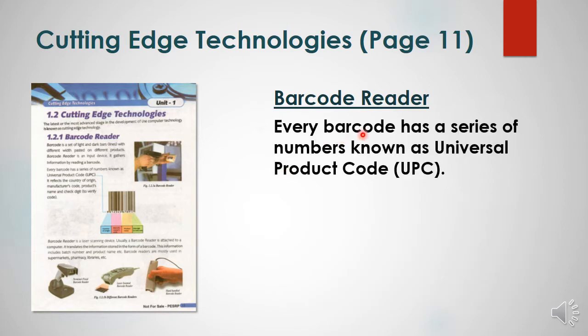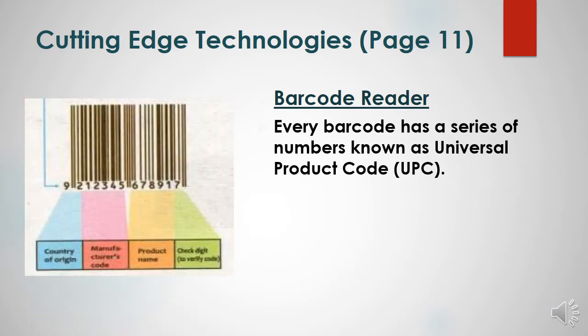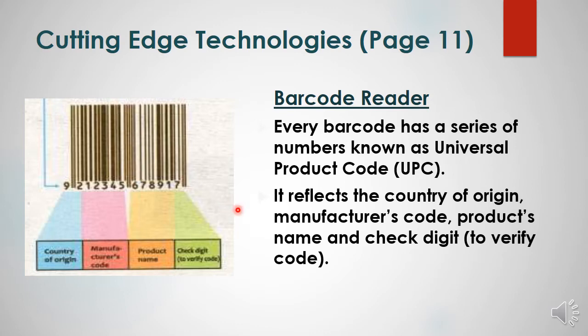Every barcode has a series of numbers known as Universal Product Code (UPC). In this image, this is Universal Product Code or UPC. It reflects the country of origin, manufacturer, code, product's name, and check digit to verify code.